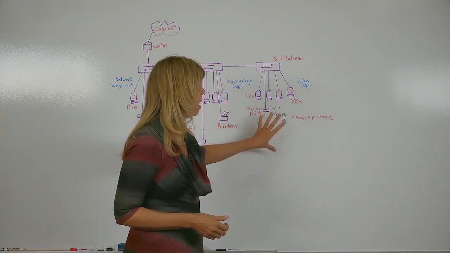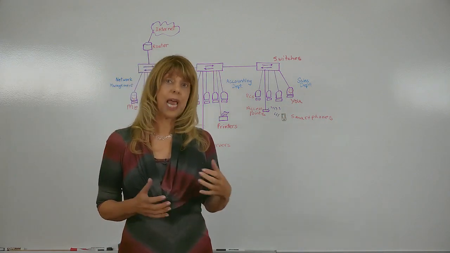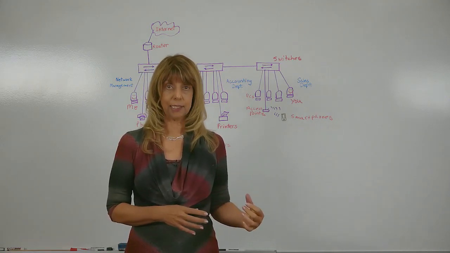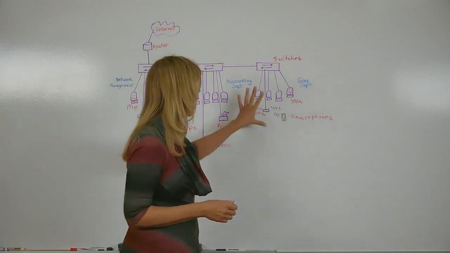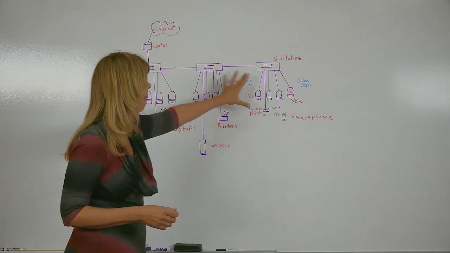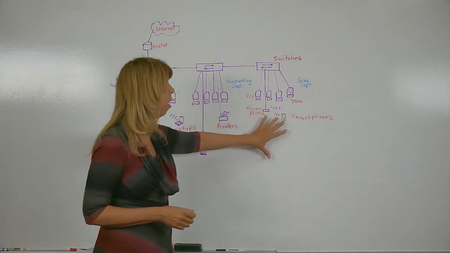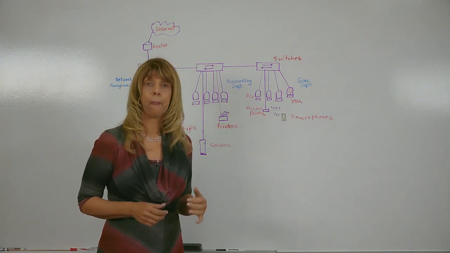That's one reason that we might want to divide a network: to contain broadcasts, to make smaller broadcast domains. The term broadcast domain refers to the area that hears a broadcast. So in the case of this network, because all of the devices are connected by switches, all the broadcasts would be heard by all of the connected devices.